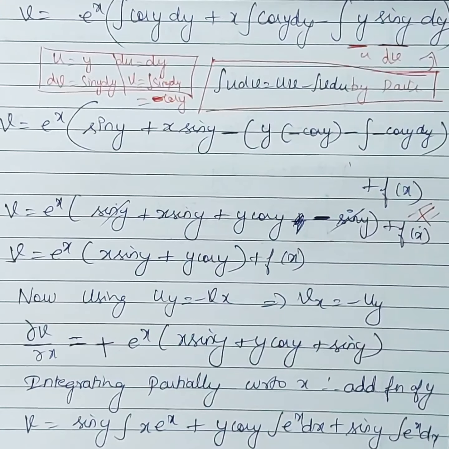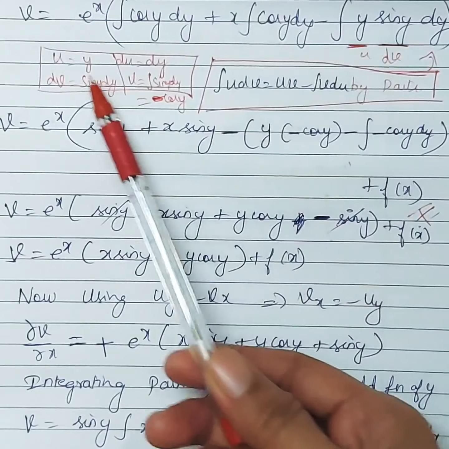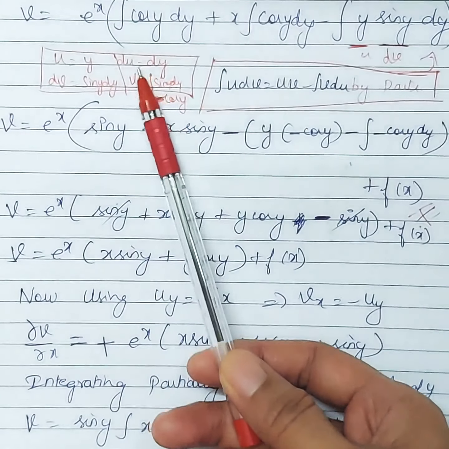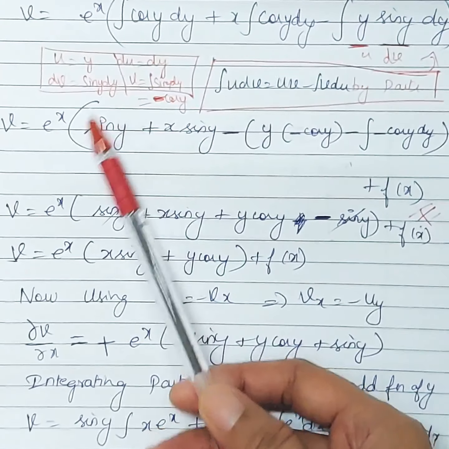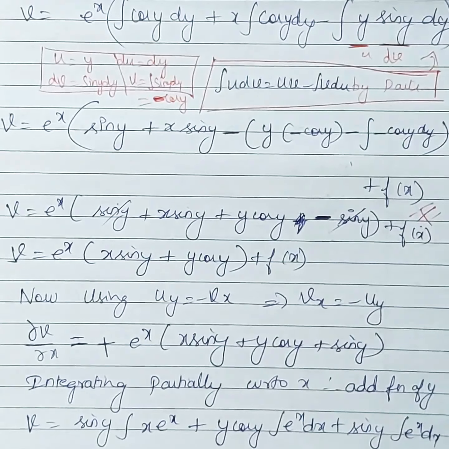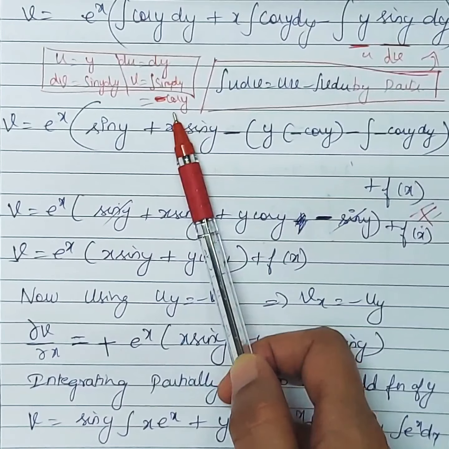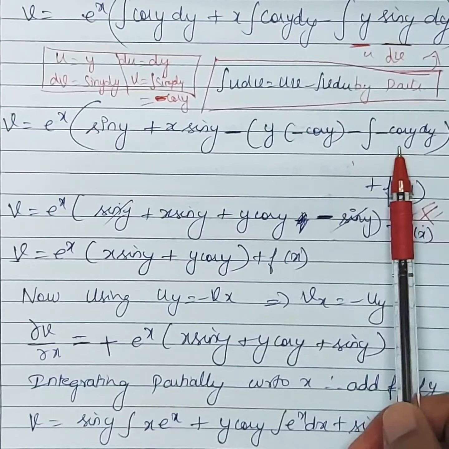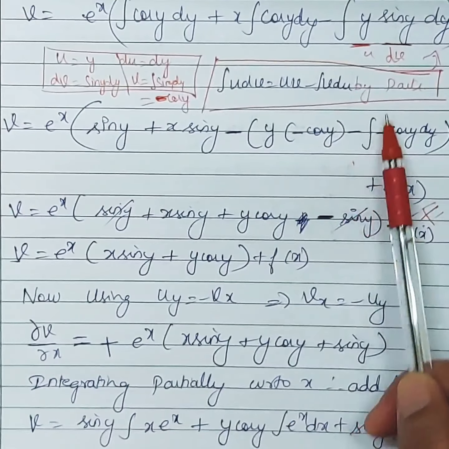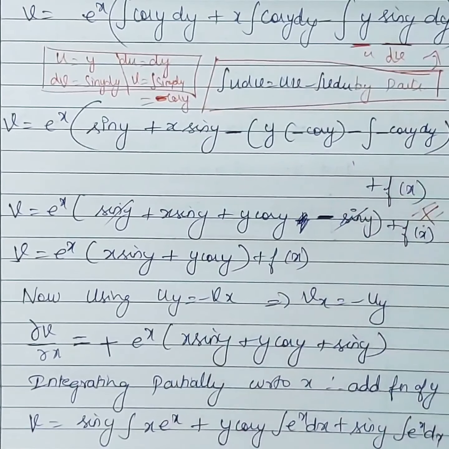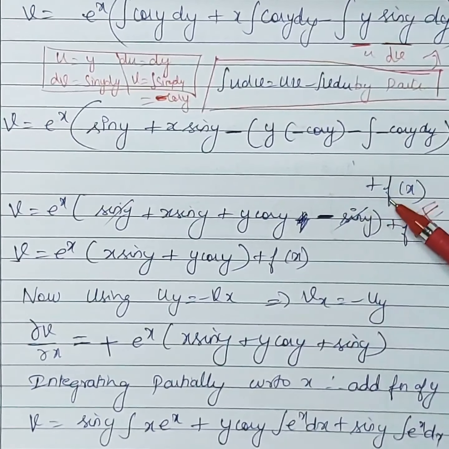So for those who are a little confused with the basics, I have written what u is: u is y, therefore du is dy, and dv is sin y dy. So integral of dv will give you v, integral of sin is minus cos. That is what I have written. So uv minus integral v du. Okay, and plus f of x.